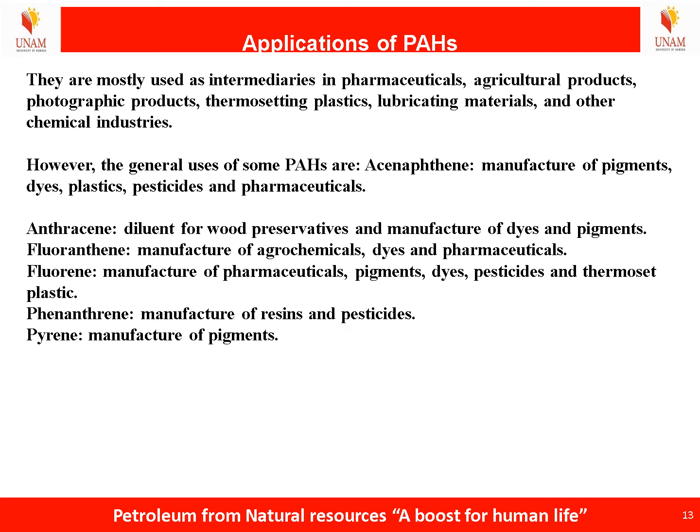So some general uses: naphthalene, for the manufacture of pigments, dyes, plastics, pesticides, and pharmaceuticals, as I mentioned. Anthracene, diluent for wood preservatives and for the manufacture of dyes and pigments. Fluoranthene, manufacture of agrochemicals, dyes and pharmaceuticals. Fluorene, for the manufacture of pharmaceuticals, pigments, dyes, pesticides, thermoset plastics. Phenanthrene for the manufacture of resin and pesticides. Pyrene for the manufacture of pigments.